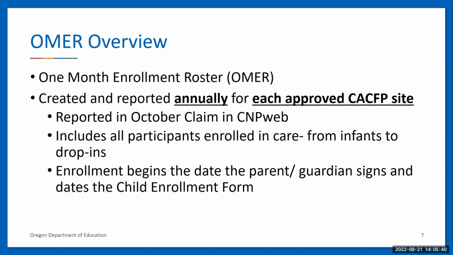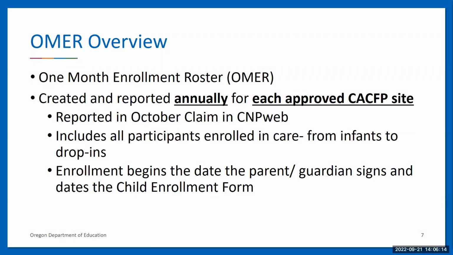A participant is considered enrolled starting the month that the parent or guardian signs and dates the child enrollment form. This does not have to correlate to when or how much they attend that site. We'll talk more about this later. Once the OMER is reported in CNP Web, the OMER numbers automatically roll over month to month in CNP Web after the initial claim is submitted. We'll talk more about that later, and what a sponsor can do if they experience a drastic change in the demographics a site serves.